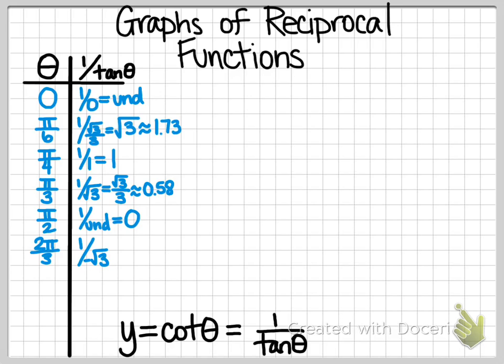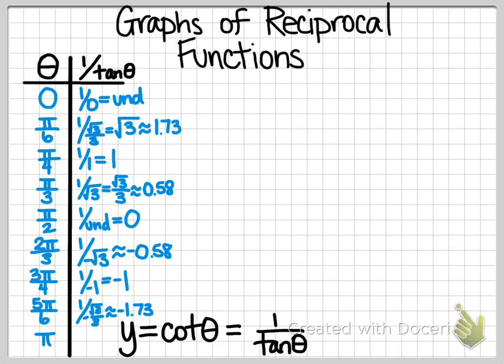2 pi over 3, 1 divided by negative square root of 3 is going to be negative 0.58. 3 pi over 4 is 1 divided by negative 1, so that's negative 1. 5 pi over 6, 1 divided by negative square root of 3 over 3, which will be approximately negative 1.73. And then at pi, 1 divided by 0 is undefined. So we have the same values for cotangent as we do for tangent, they're just in different places.